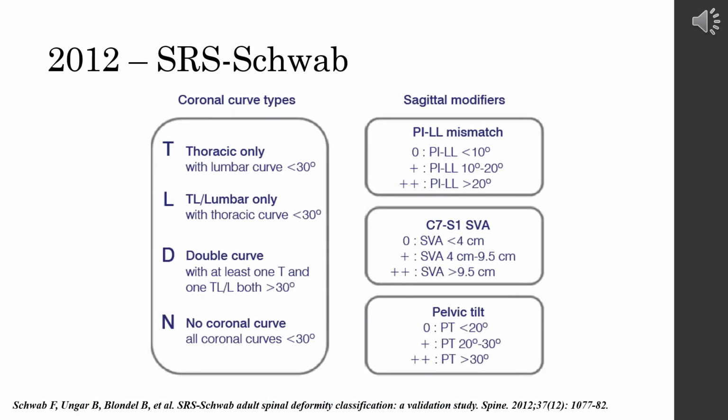The SRS-Schwab classification was published in 2012, considering the relationship between the spinopelvic parameters and the sagittal balance. This system consists of 4 components: the curve type, pelvic incidence minus lumbar lordosis modifier, global alignment modifier, and pelvic tilt modifier. This study found that health-related quality of life was closely associated with the curve type and 3 sagittal modifiers.